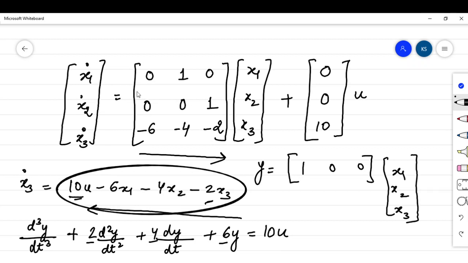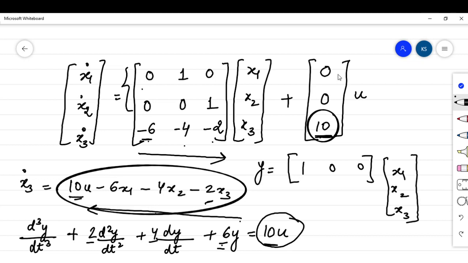So what you have to do is just put 0 1 0 and 0 0 1 in the first two rows, and the third row can be formulated by going in the reverse direction of the differential equation and putting the negative sign along with it. So we see that 6 is written as the first element of the third row, so it is minus 6, similarly minus 4, and this is minus 2. And the constant associated with the input is written in the third row of the input matrix.